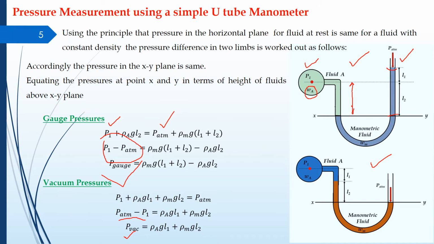On the other hand, if the atmospheric pressure is more than P1, that is, if atmospheric pressure is more than the absolute pressure, it is the case of a vacuum. So in that case P atmospheric is more than P1, so it will try to exert some pressure on this liquid column towards that side. So in that case this kind of configuration will come. So we can analyze what kind of configuration should be there if we are measuring the gauge pressure and if we are measuring the vacuum pressure.